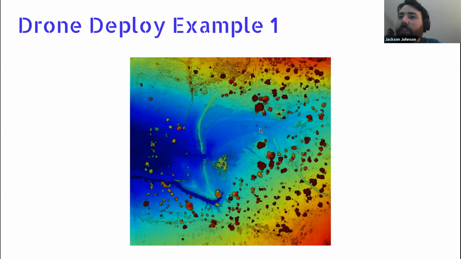In our case, you can look at some of these little dark spots. These are actually hand-dug pits that some of the people in the community were digging in order to get to surface water. So this is an application of one of the things we can do.